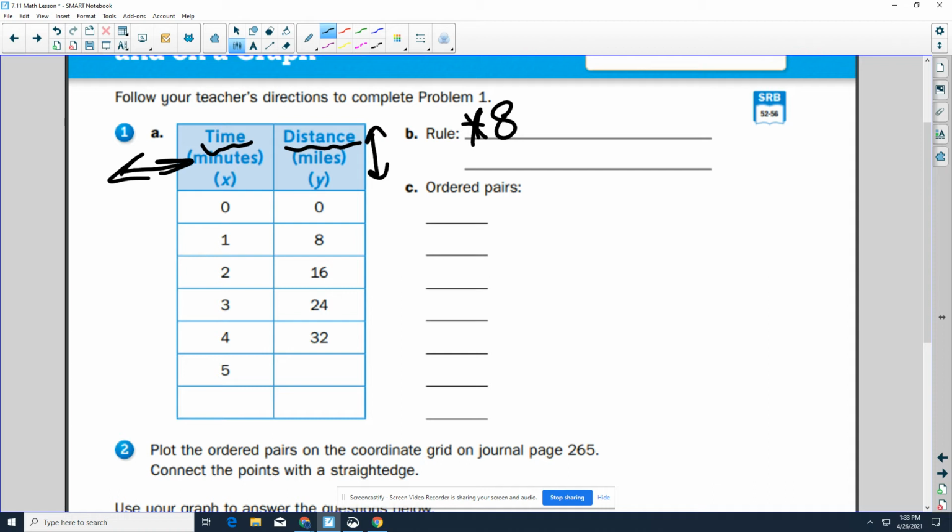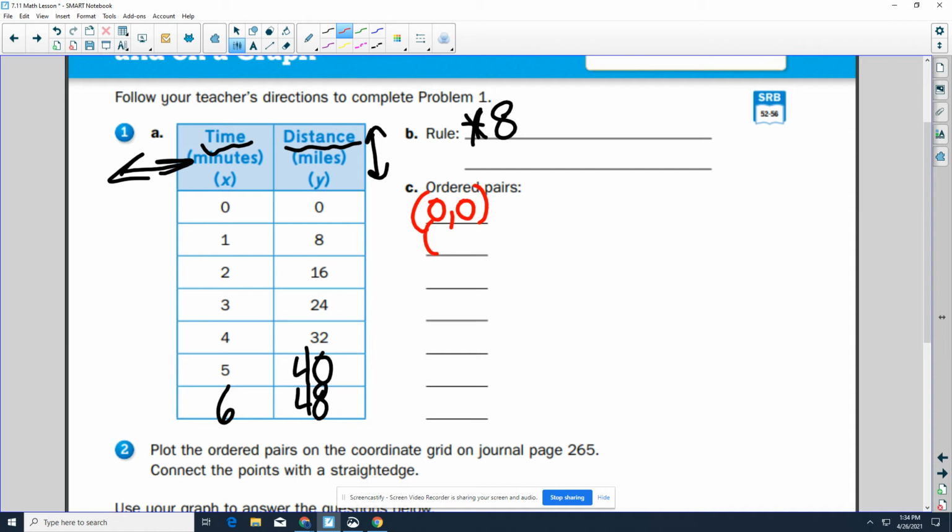Now, let's go ahead and finish that together. So I know 5 times 8 is 40, and 6 times 8 is 48. Now we need to write those into ordered pairs. So we know that in an ordered pair, the x goes first. I'll do the first one with you. 0, 0, which is the origin when we plot.